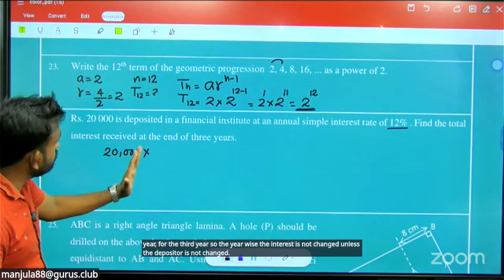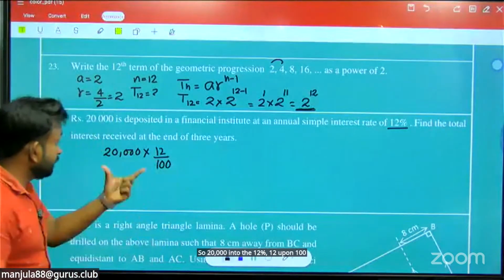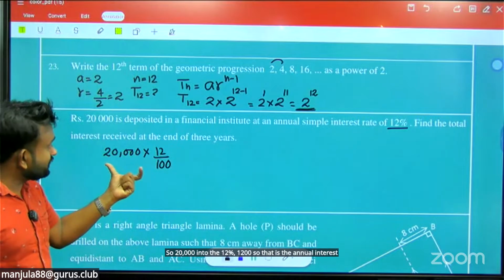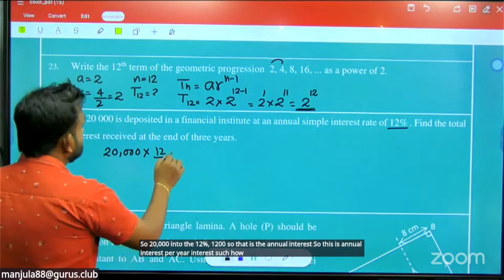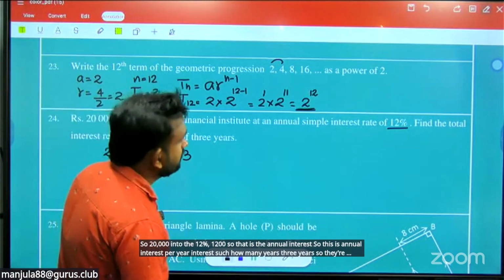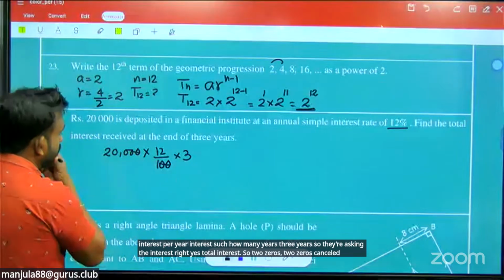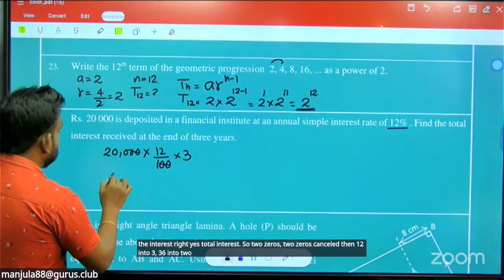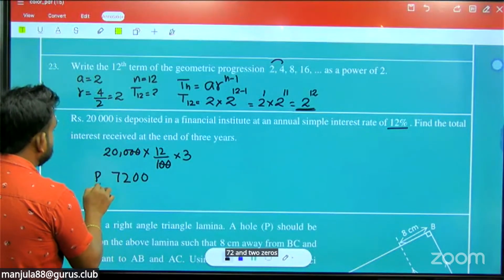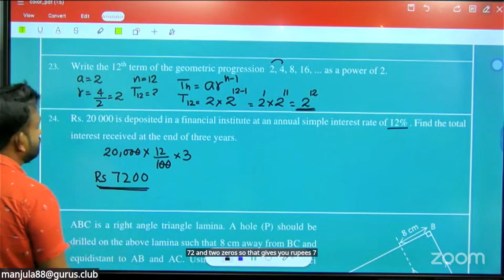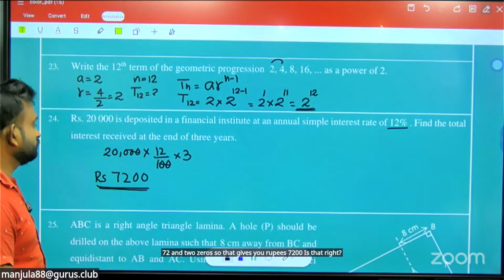So 20,000 into 12%, 12 upon 100. So that is the annual interest. This is the per year interest, so for how many years? 3 years. So they're asking the total interest, right? Yes, total interest. So two zeros cancelled. Then 12 into 3, 36 into 2, 72 and two zeros. So that gives you rupees 7,200. Is that right? Yes.